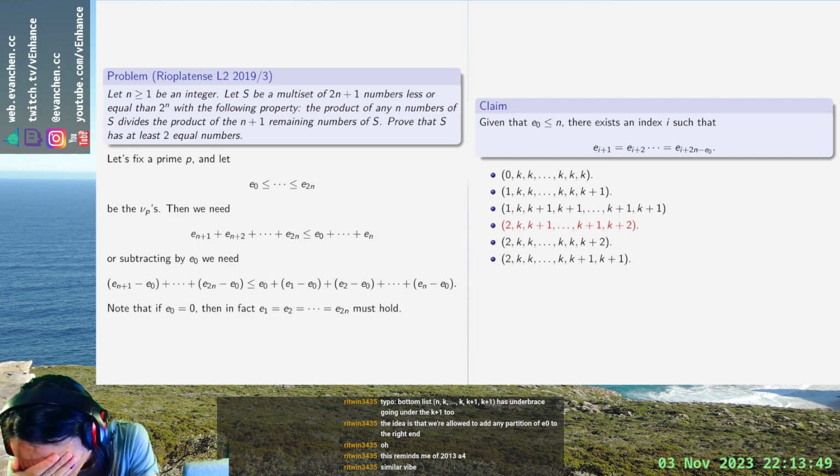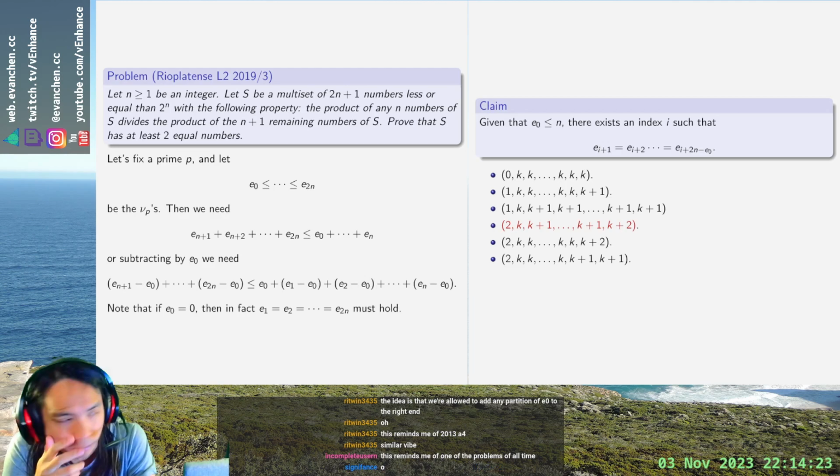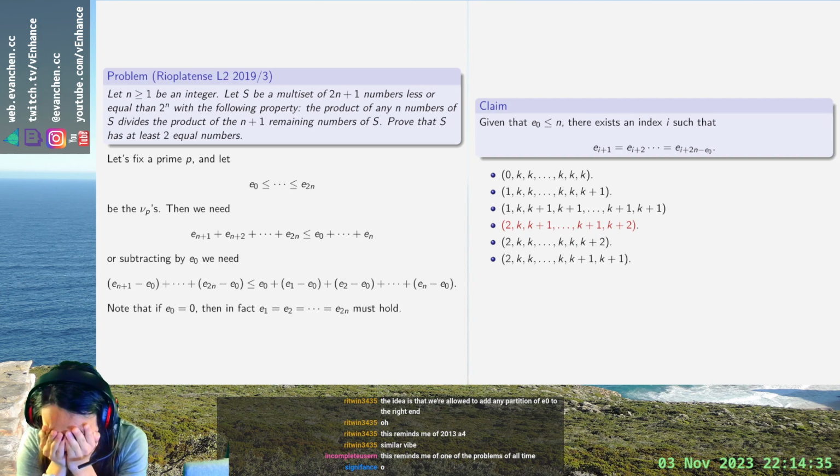Okay, did I get the claim right this time? Okay, wait. I want to make sure I didn't mess up the claim because I already screwed it up more than once. I think it's definitely... I don't know how to think of it, but it's like if I have a bunch of numbers with some at most n, then you can talk about the way that it's partitioned somehow.